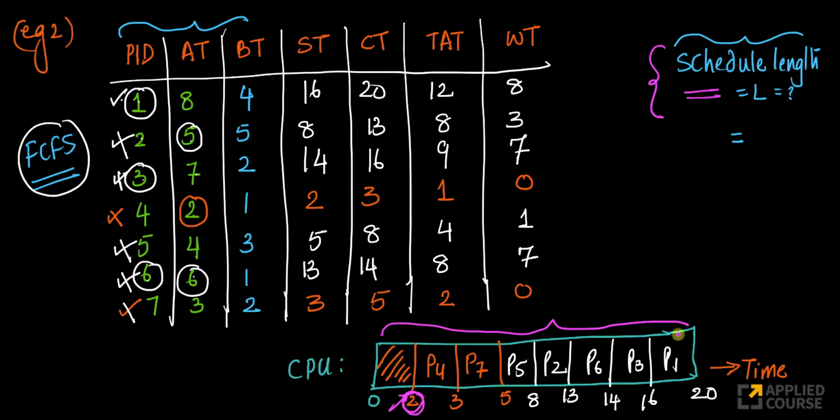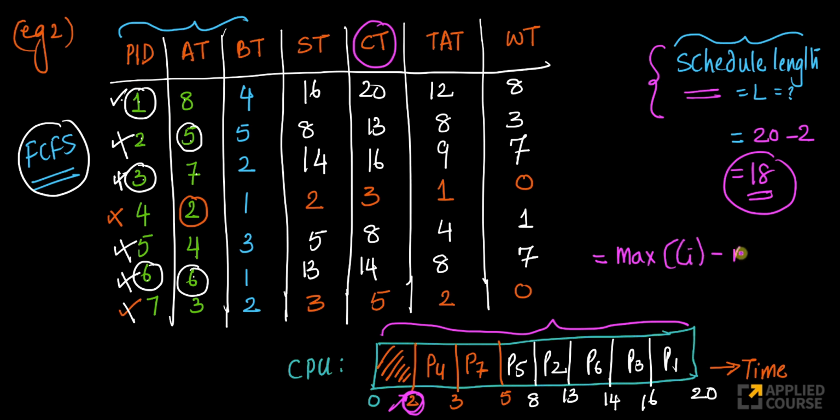Before 2 seconds, we didn't execute anything because none of these processes even existed in the ready queue. So if you have a Gantt chart like this, you can compute the schedule length as the last number here minus the first number here. The total schedule length here is 18. That's one way of looking at it. You can also compute schedule length as the maximum of completion times minus the minimum of arrival times. This is another way of looking at it.